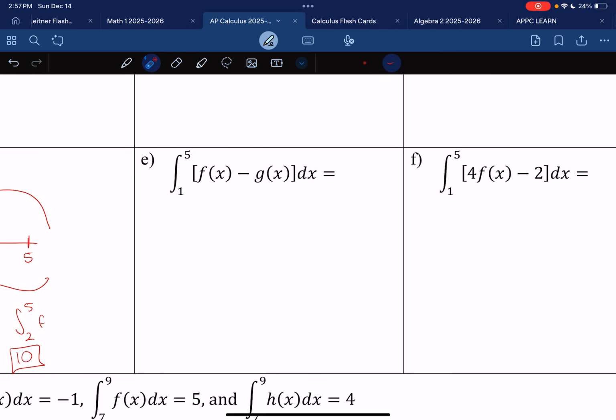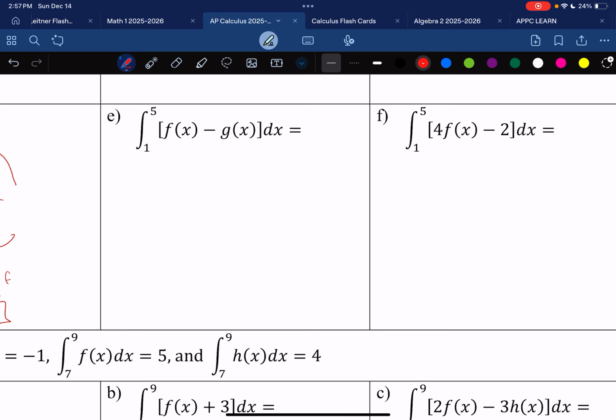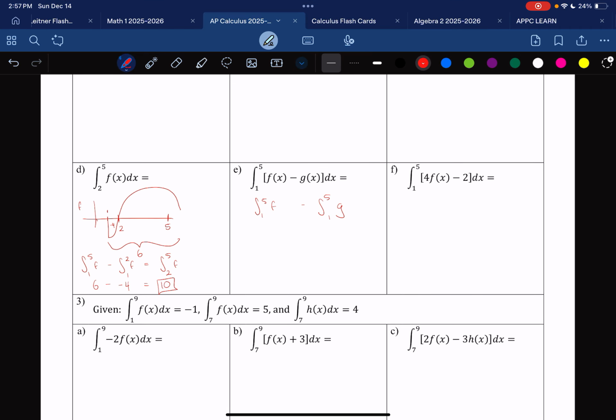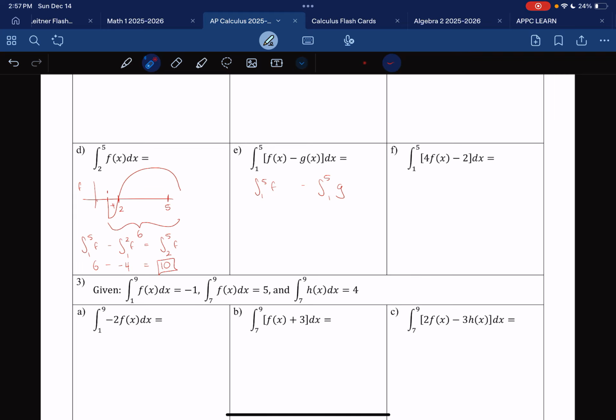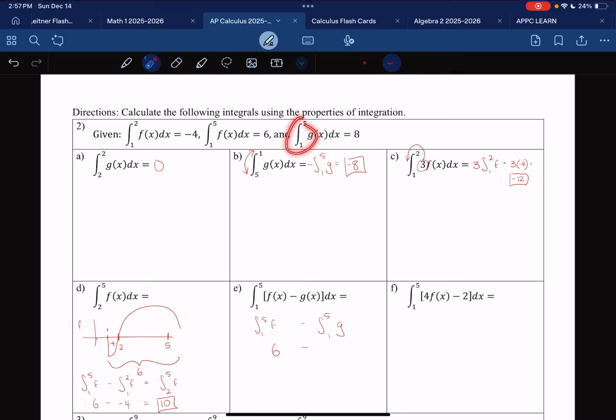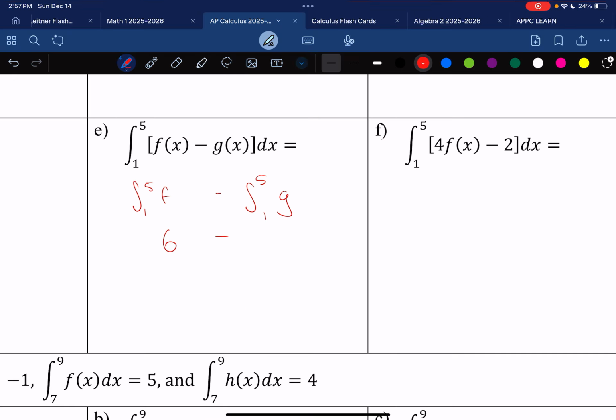What about E? E is kind of that distribution property. You just say, okay, the integral between 1 and 5 of f minus the integral from 1 to 5 of g. Integral between 1 and 5 of f is 6. So come down here and say this is 6 minus the integral between 1 and 5 of g. 1 and 5 of g is 8. So come down here and say this is -8. 6 minus 8 is -2, done and done.